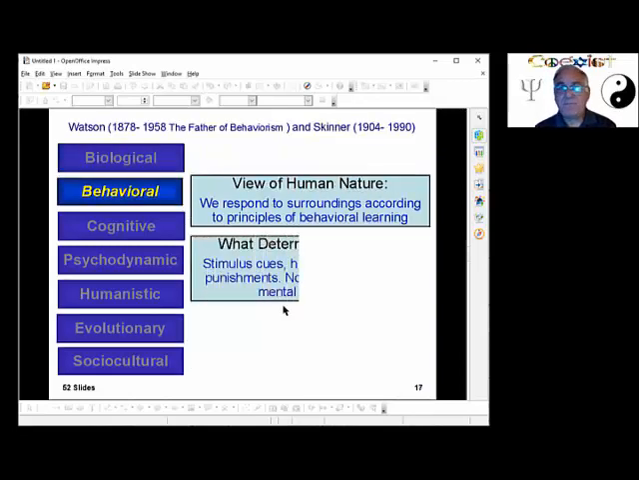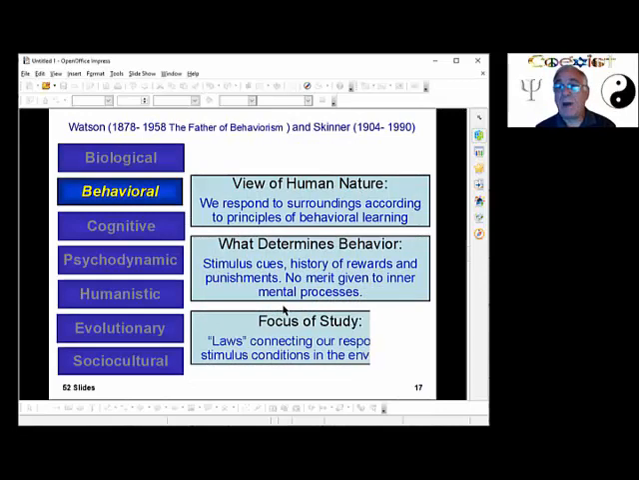The behavioral view was developed by a man named Watson. He was born in 1878. He died in 1958. He's considered the father of behaviorism. And then there's Skinner, and we'll talk about both of these in the learning chapter because they're both learning psychologists. Skinner was born in 1904, and he died in 1990. And Skinner's students created what we call radical behaviorism, and we'll talk about the difference when we get to the learning chapter. But behaviorism, or the behavioral view of psychology, is that we respond to our surroundings according to the principles of behavioral learning.